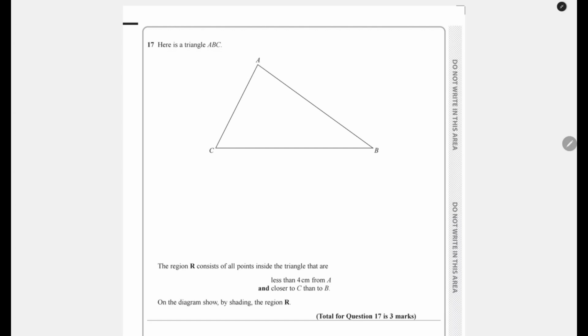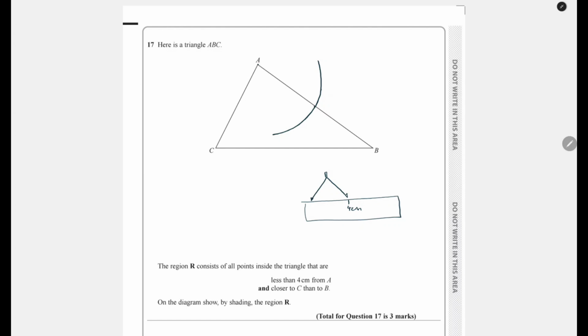So the first thing that we're going to do is tackle the first point. It says that the region is less than 4 centimeters from A. And so what we're going to do is, if we have a ruler, we'll measure out our compass to 4 centimeters. You then place the compass here at point A and then draw an arc. So let's imagine that the 4 centimeters comes to here. And so you draw an arc like so.